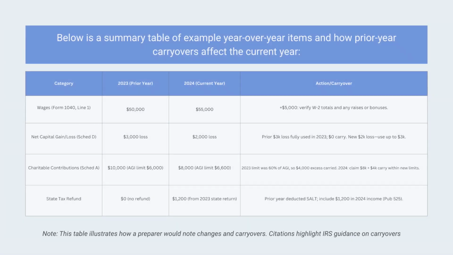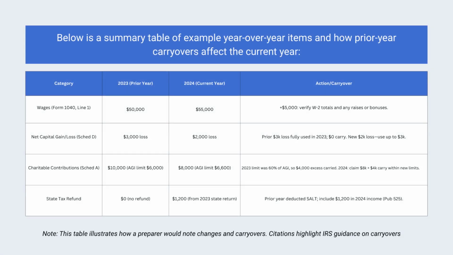Alright class, let's take a closer look at this summary table. It shows us how key items from a prior year tax return, 2023 in this case, can affect the current year's return, which is 2024. We are going to walk through 4 example categories, line by line, and I'll explain how each carryover or change should be handled. Let's dive in.